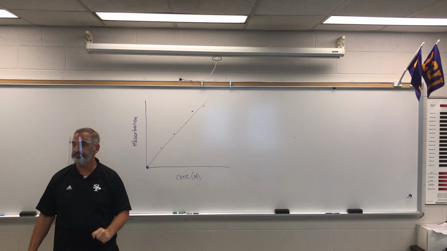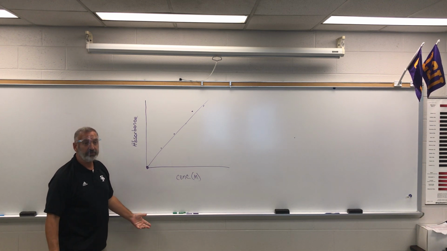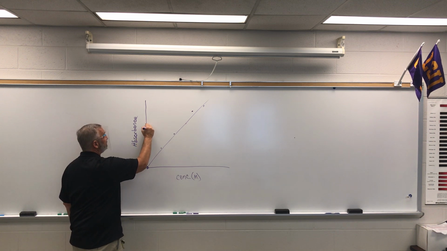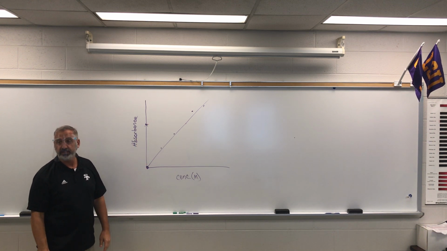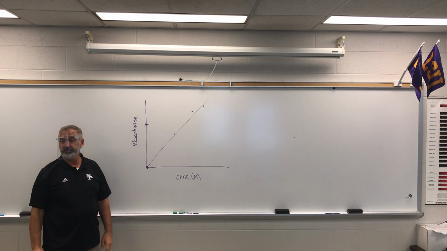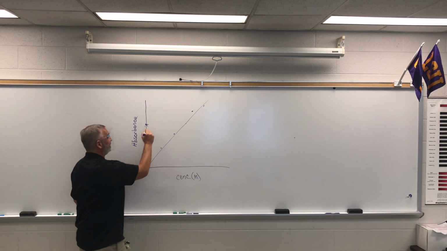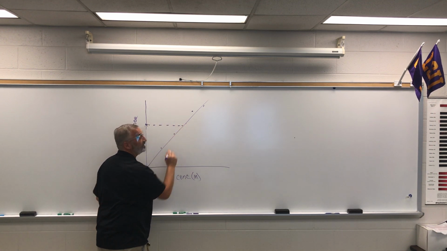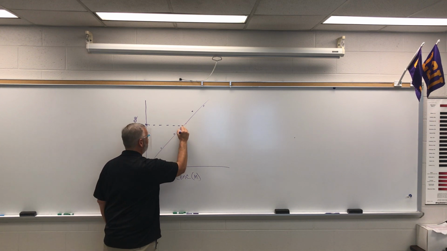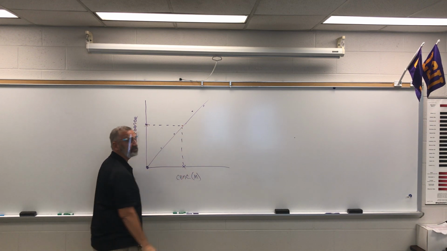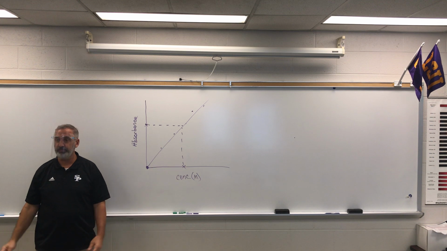So, how do we use this then? Three different ways. Number one, we measured the absorbance of our unknown. Let's just say it was right there. Go right, and then go down. That's your concentration.